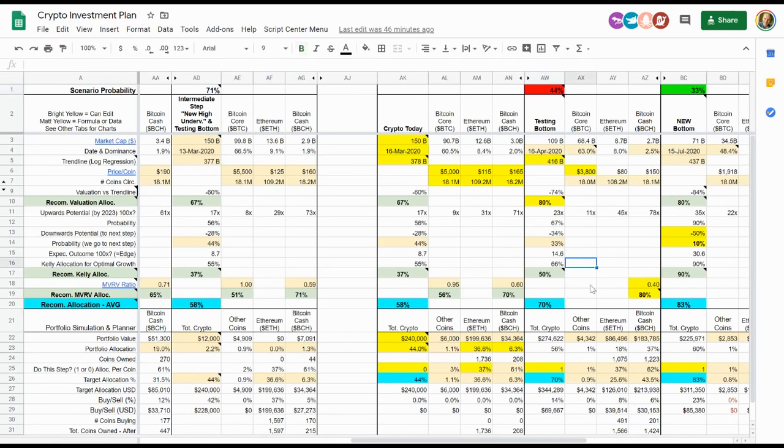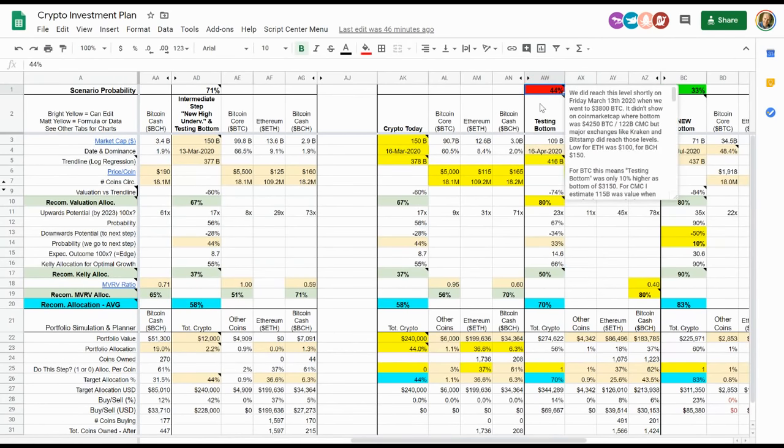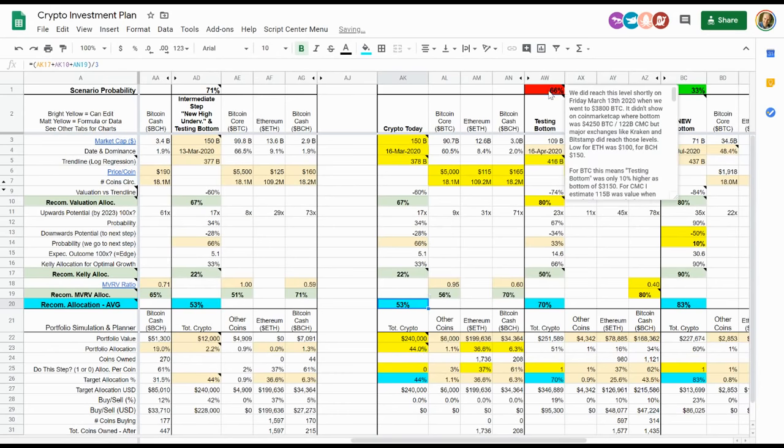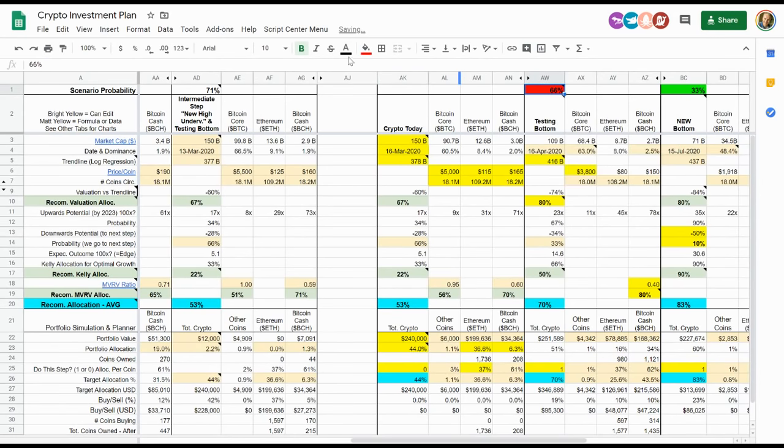That's important because that also influences the recommended allocation today. If you have a 66% chance to go there, the recommended allocation today is to be 53% invested in crypto. But if you only have a 44% chance, let me just put that in white here, the recommended allocation currently is 58% in crypto. So that's also what I've been executing. But actually I bought a little bit higher, around these prices. So currently, even though I went to maybe 55, I'm back at 45.